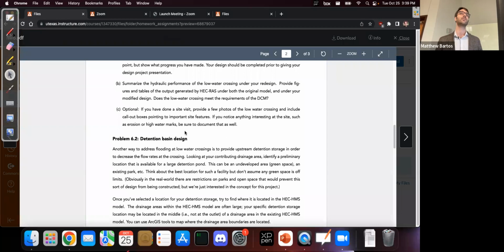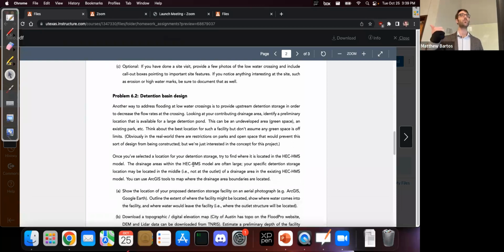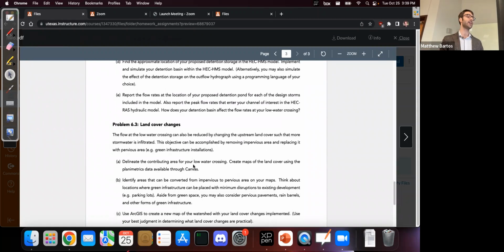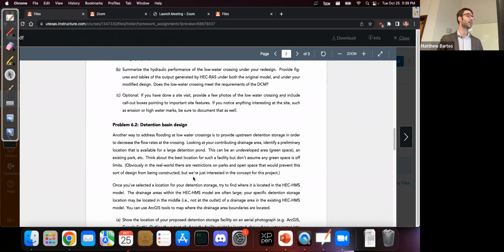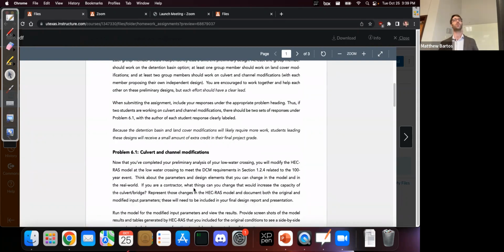There needs to be at least 2, so for the detention basin, there will be 1 person in charge of that effort. For the land cover changes, there will be 1 person in charge of that effort. And then for the culvert and channel modifications, there will be 2 people working on culvert and channel modifications, but you will have 2 independent proposed preliminary designs. And then when it comes to the final project, you will essentially collate these designs together, select which ones you are going to include, and create a finalized design based on that.